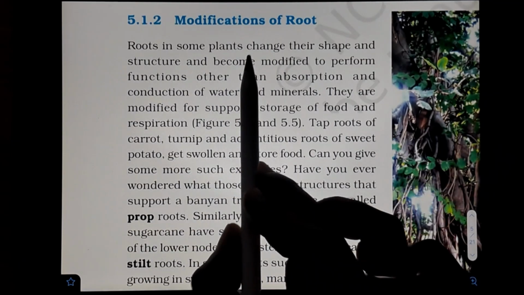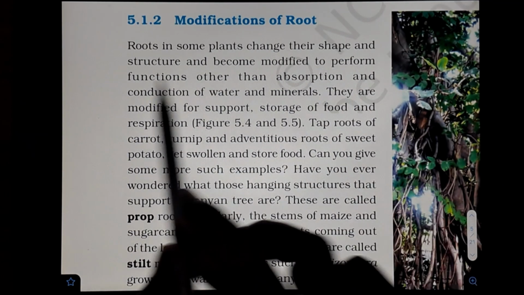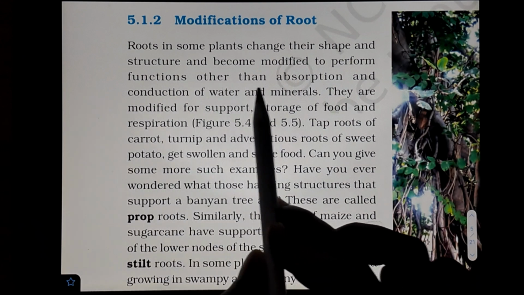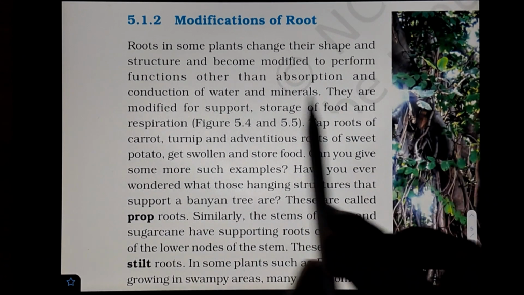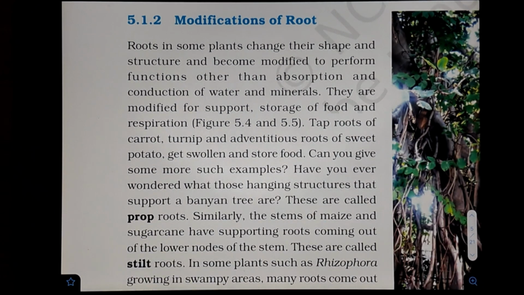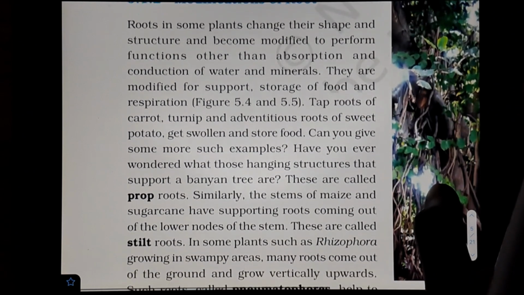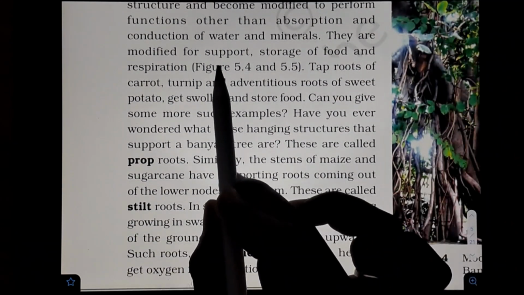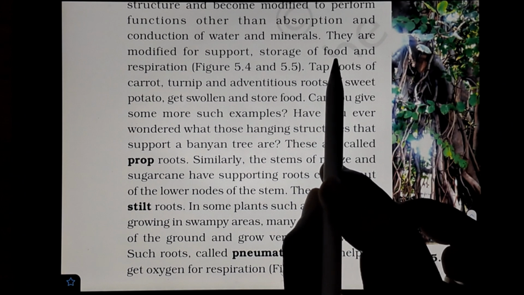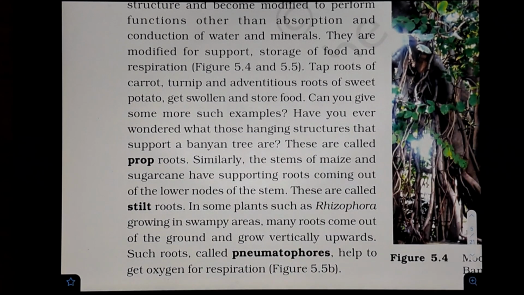Next, modification of root. Roots in some plants change their shape and structure and become modified to perform functions other than absorption and conduction of water and minerals. They are modified for support, storage of food, and respiration. Like we breathe, in plants it is known as respiration.